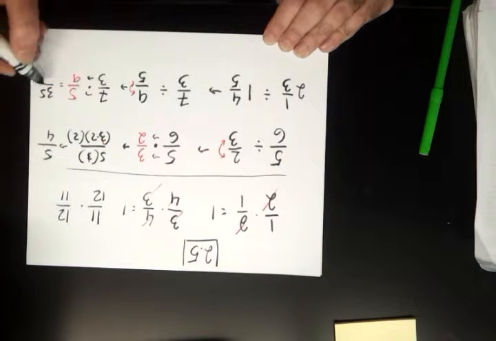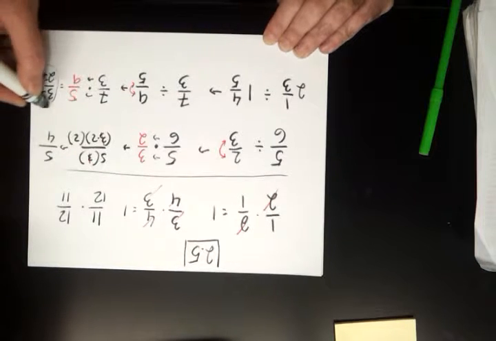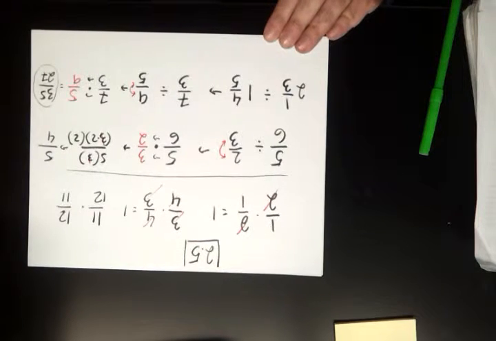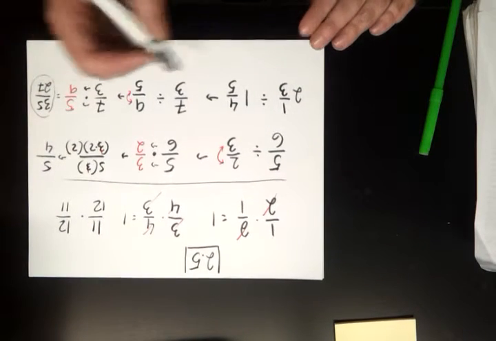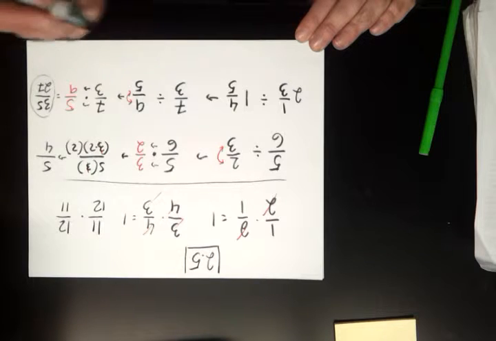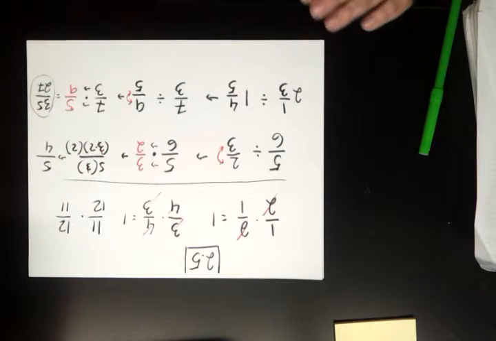7 times 5 is 35. 3 times 9 is 27. You can leave it as an improper fraction, or you can convert it down. I'm okay with either way. Then let's do just one more quick example. Let's go with, you know what, I think that's good enough.